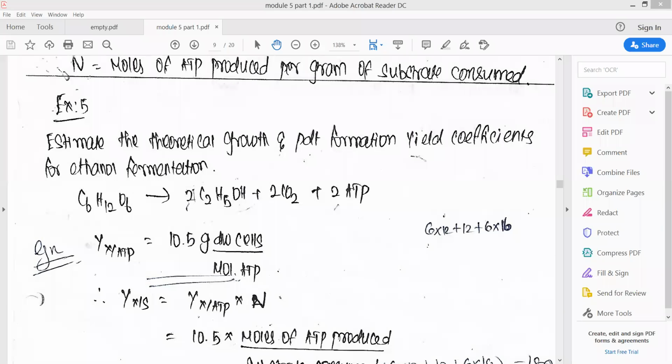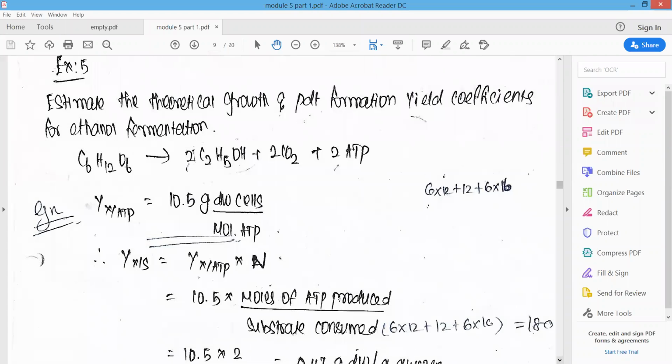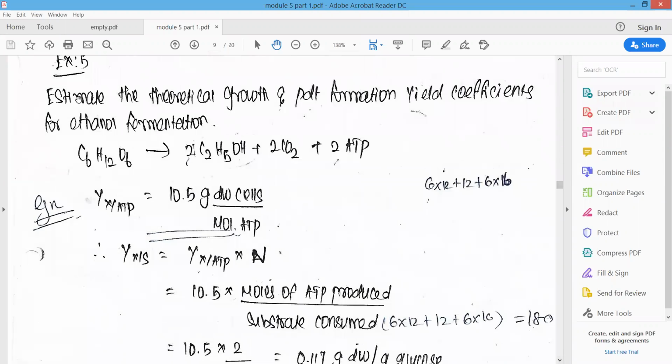Okay. So the next problem is to estimate the theoretical growth and product formation, that is the yield coefficient, for ethanol fermentation. They have given the equation, and this is the given data. Y of x by ATP is equal to 10.5 grams of dry weight of cells by moles of ATP.